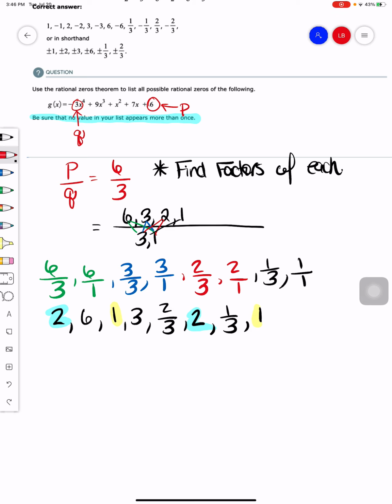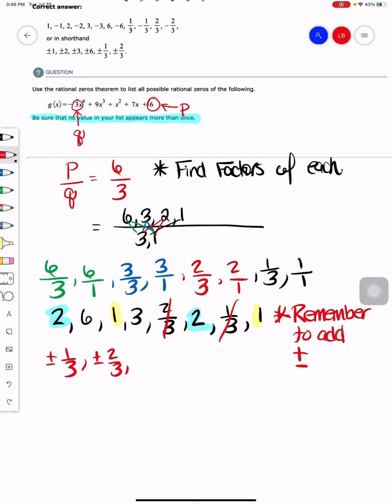And at this point, I've got to make a note to remember to add our positive and negative signs to our rationals here. So I'm going to start with positive and negative 1/3, and I'm just going to cross this off so I don't forget. I have positive and negative 2/3. And let's just go in order. I have the number 1. I have the number 2. And I have the number 3 and number 6. And again, I almost forgot myself to add my positive and negatives.